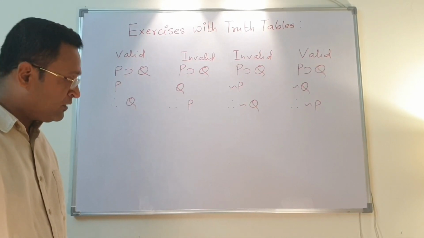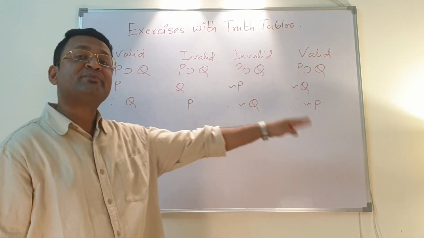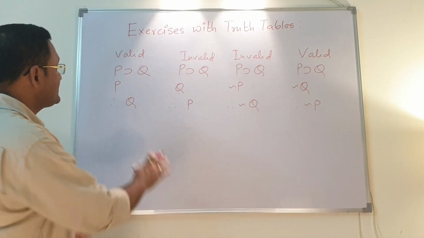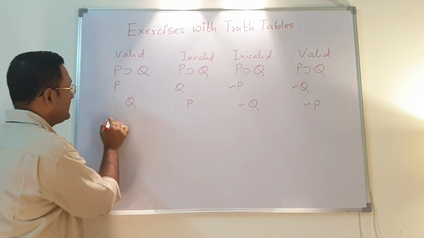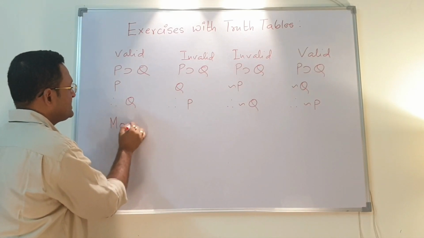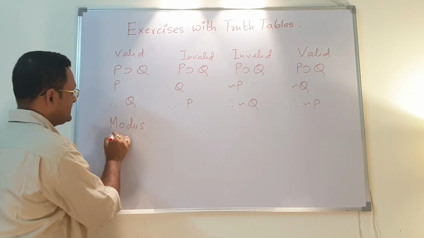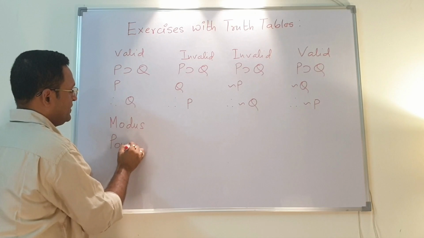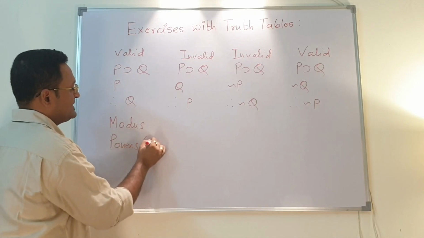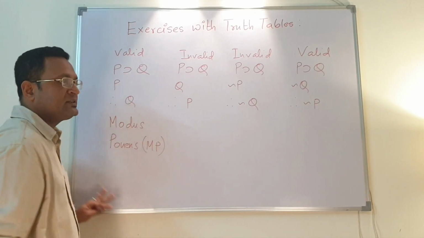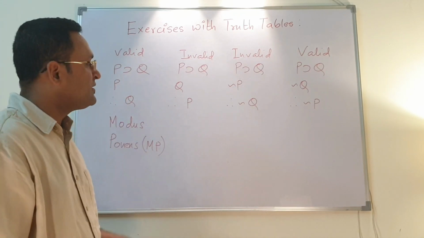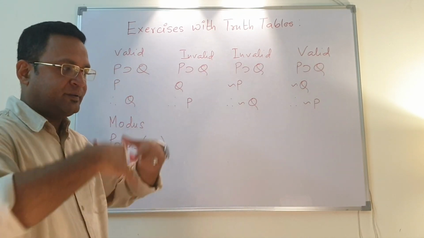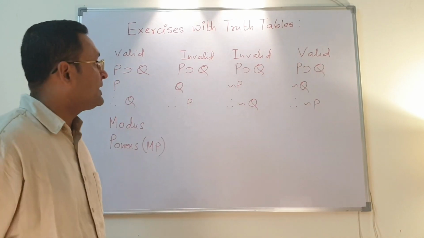Now, there are very specific names for these arguments. Like this argument, which is a valid argument, it is a very standard valid argument. Its name is modus ponens. In short form, it is called MP. Once we will be discussing the rules of inference, we will be talking about this in detail.